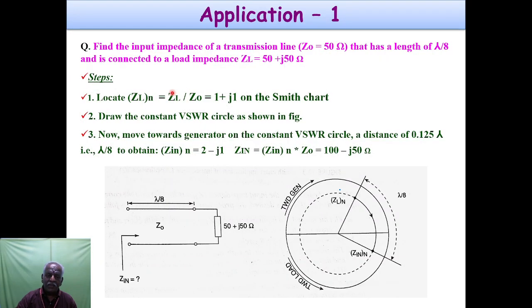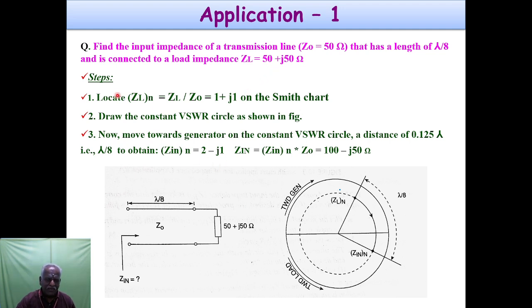We shall now discuss some of the applications of the Smith chart. The first problem is to find the input impedance of a transmission line having characteristic impedance Z0 equal to 50 ohms and a length of lambda by 8, connected to a load impedance of ZL equal to 50 plus J50 ohms. That means the load value is given and we are going to find the input impedance of the transmission line. This is the question asked. We are going to use the Smith chart to solve this problem. We can understand how easily it can be done. What are the steps involved?